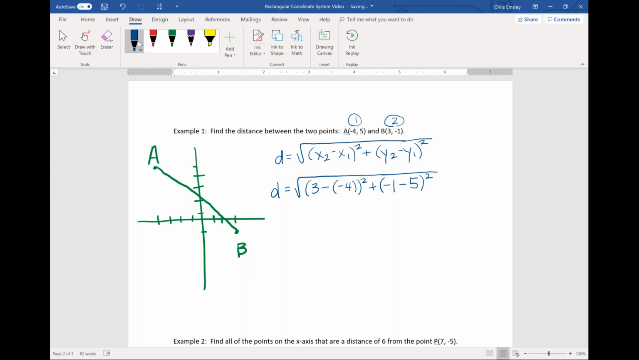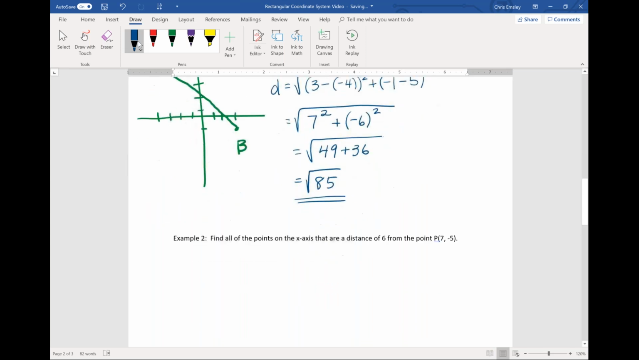There's our formula with all the values filled in, and then we just need to go ahead and simplify as much as possible. Be careful with your signs, be careful with your order of operations. So here we end up with 3 minus a -4, so that's 3 plus 4, or 7. -1 minus 5 is -6 squared. Got to make sure you square that negative sign and the 6. So here we end up with the square root of 49 plus 36, which is the square root of 85. That is not a radical that can be simplified, so we'll leave it there, but you would simplify that radical if possible.